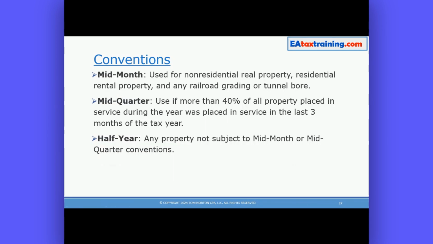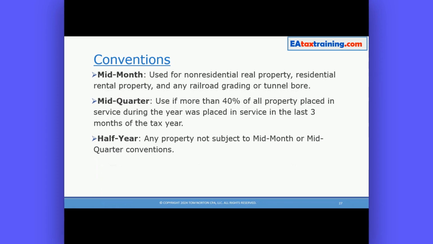So these are the conventions we deal with in the tax law: mid-month, mid-quarter, and half-year. So mid-month, this is used for non-residential real property, residential rental property, and any railroad grading or tunnel bore. So it assumes that an asset was placed in service in the middle of the month in which it was purchased. So if it was purchased in December, it will assume it was purchased on December 15th, essentially. If it was purchased in February, it will assume it was purchased February 14th. So that's the mid-month convention.